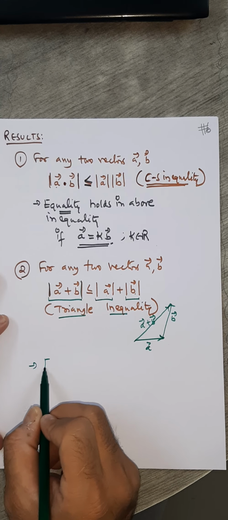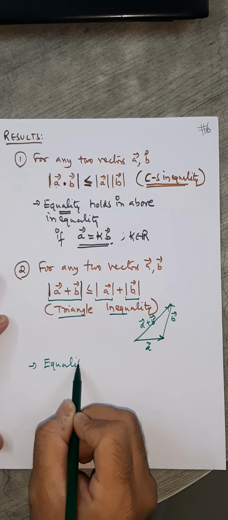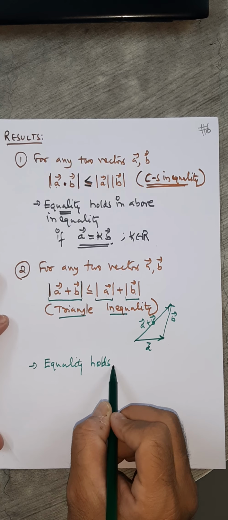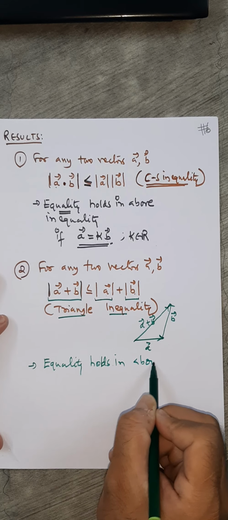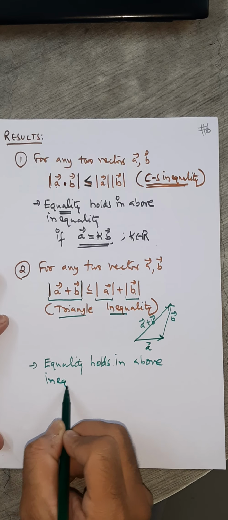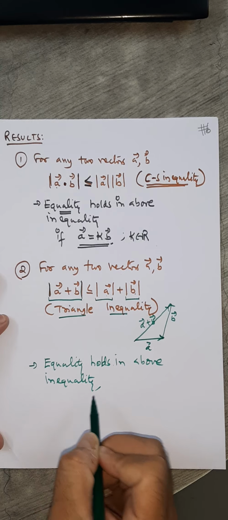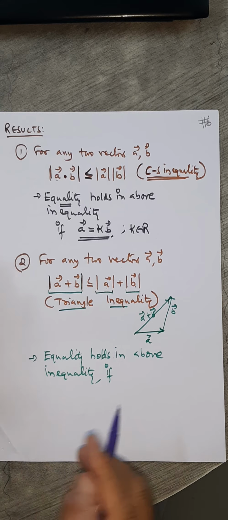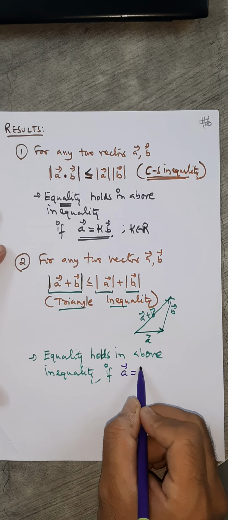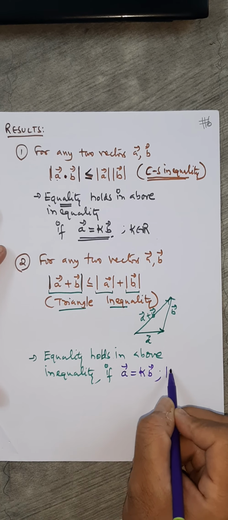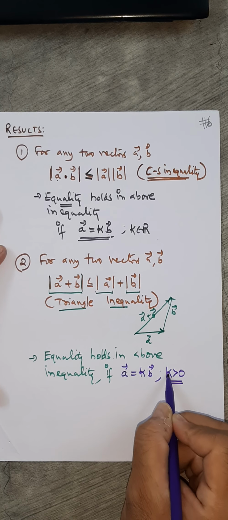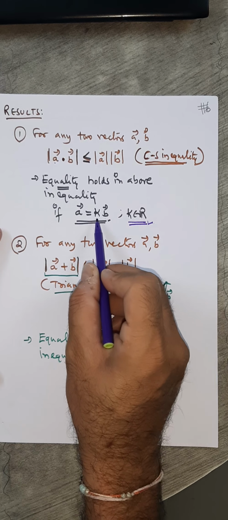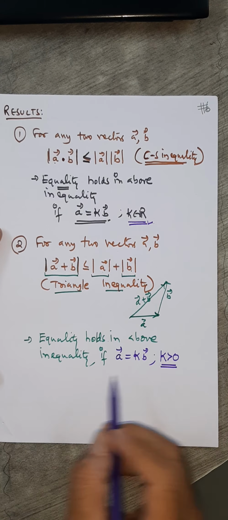Now here also, when do we get the equality, that's the question. Equality holds in the above inequality if one vector is a positive multiple of the other one. Here k should be positive, remember. K can be scalar, but it should be positive. What was there before? K can be any number, remember. Negative, positive, both will do. Here it should be strictly positive.